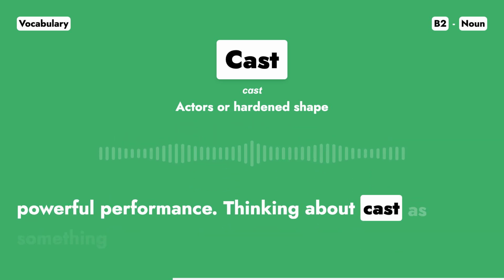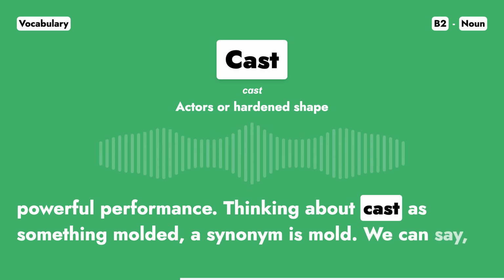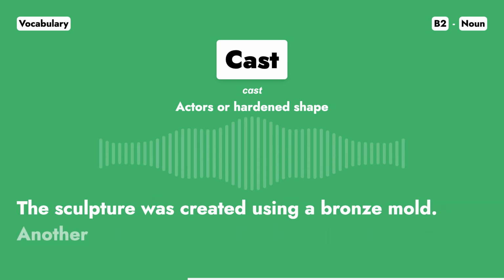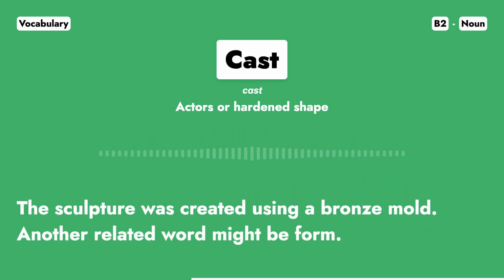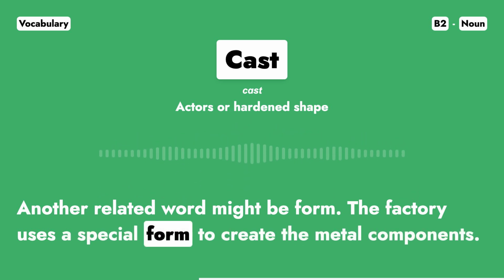Thinking about cast as something molded, a synonym is mold. We can say, the sculpture was created using a bronze mold. Another related word might be form. The factory uses a special form to create the metal components.